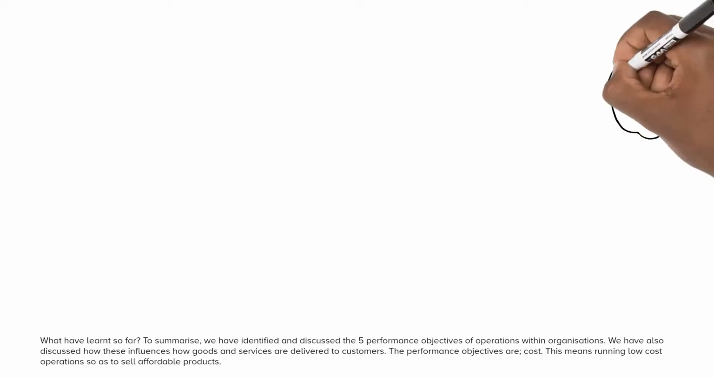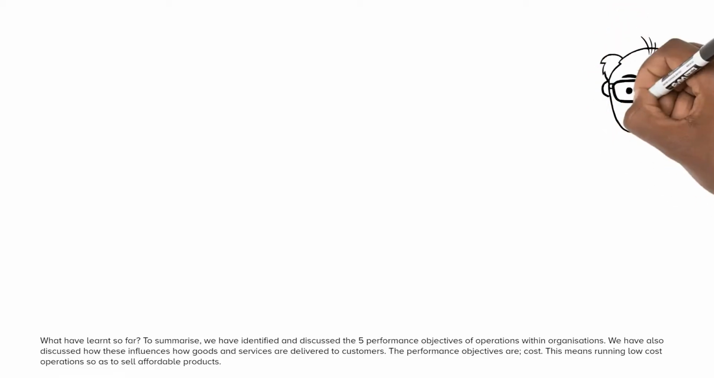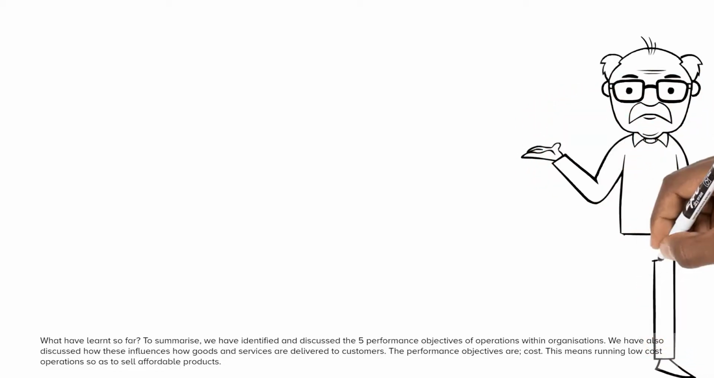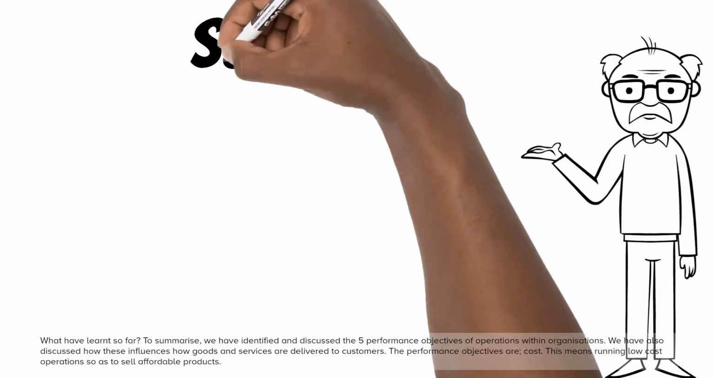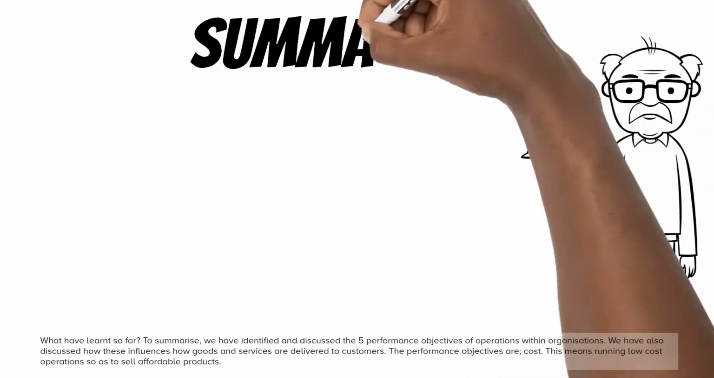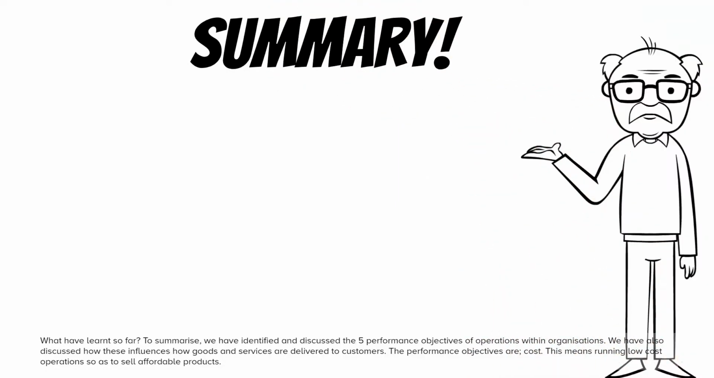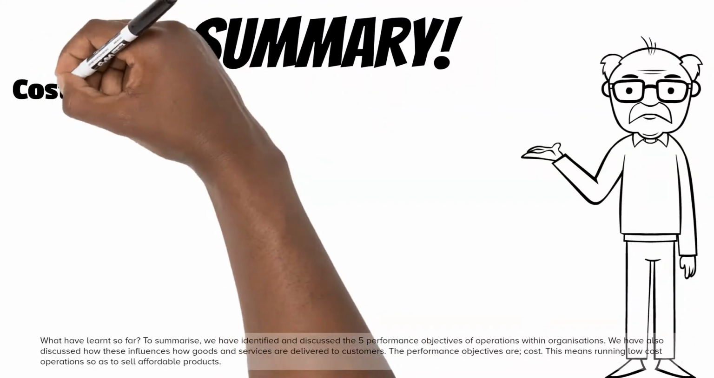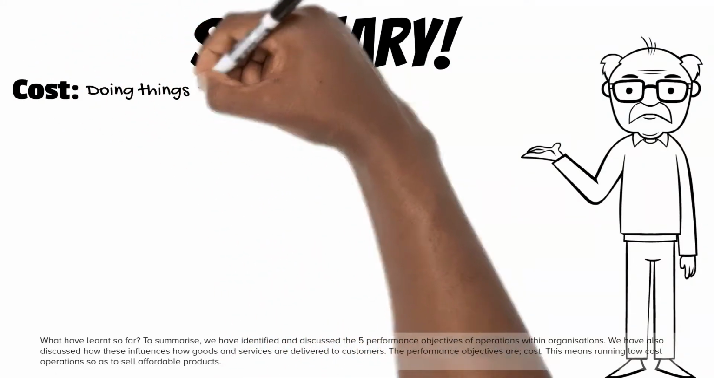What have we learned so far? To summarize, we have identified and discussed the 5 performance objectives of operations within organizations. We have also discussed how these influence how goods and services are delivered to customers. The performance objectives are: cost. This means running low-cost operations so as to sell affordable products.